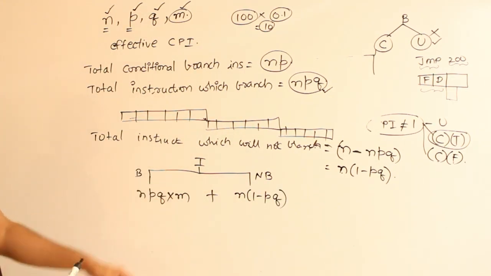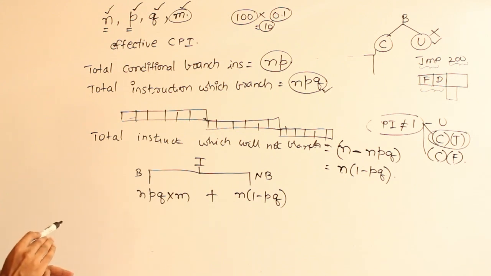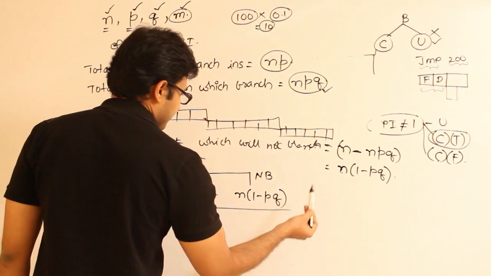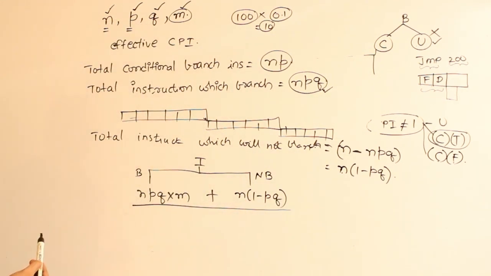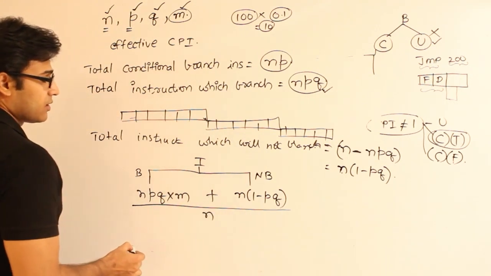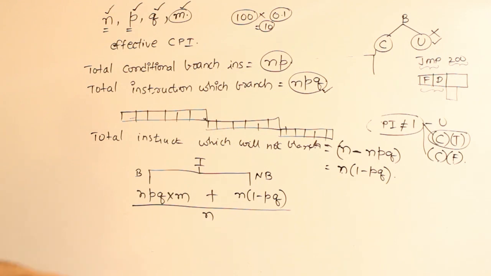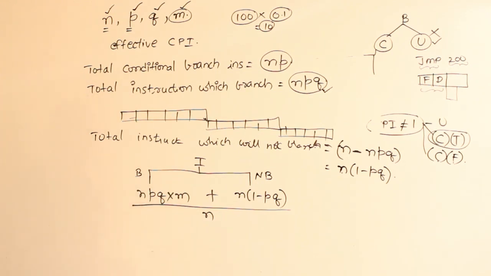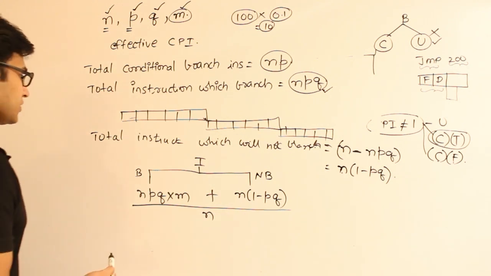So this is the total number of clocks required to execute all the n instructions under the given condition. Then divide it with the total number of instructions, and you are going to get average clocks per instruction. This is the total number of clocks required. If I divide by n, I am going to get average clocks per instruction, or effective clocks per instruction.